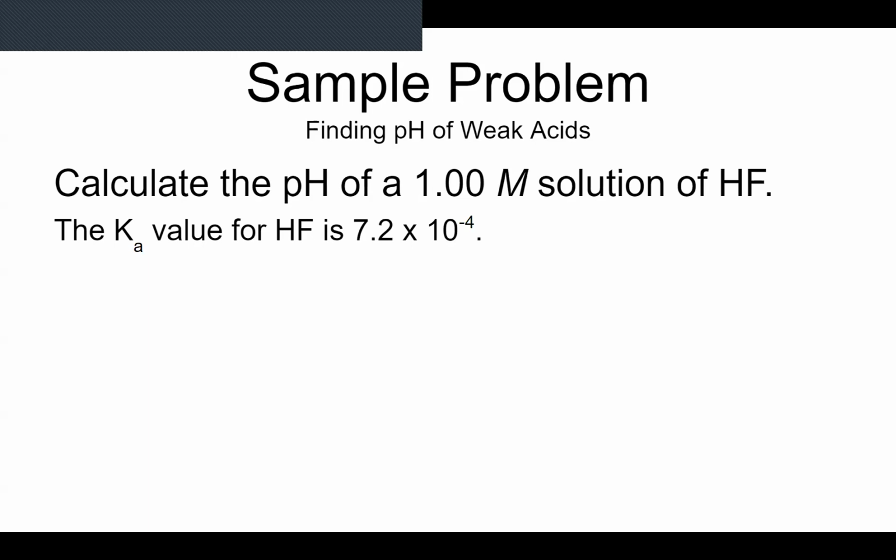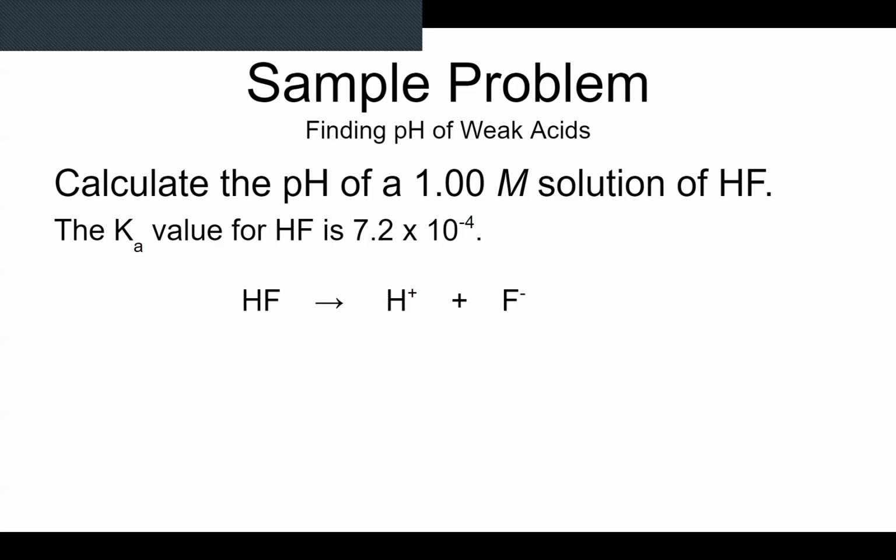The Ka values for strong acids are super high. They're much greater than 1. They approach infinity, in fact. So if you've got a Ka value that's much less than 1, then you've got a weak acid on your hands. Okay, if we were to write the acid dissociation equation, it would look something like this. HF yields H plus and F minus. By this point, we should be good at writing acid dissociation equations.